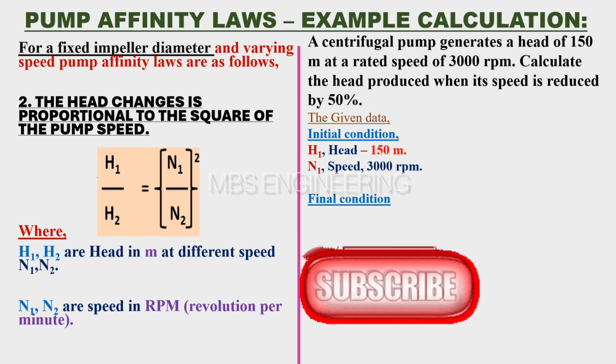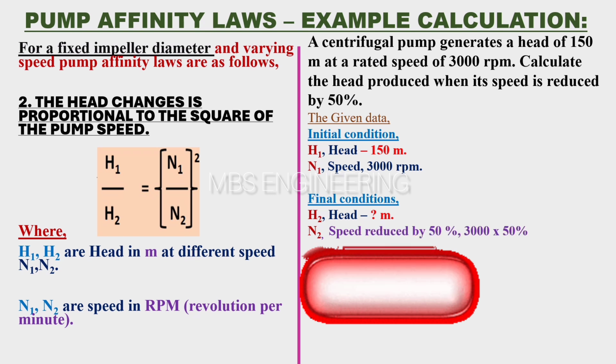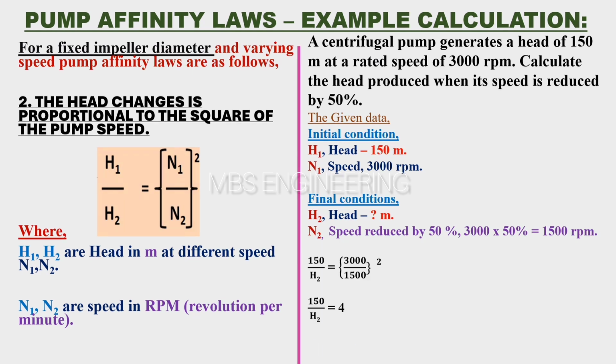The pump's final conditions are: H2 is the head, which we need to calculate in meters. N2 is the speed reduced by 50%, so 3000 multiplied by 50%, we get the N2 speed is 1500 revolutions per minute. Next, we will apply the provided data to calculate H2. Please refer to the step-by-step calculations. Finally, we have determined that the pump head H2 is 37.5 meters.